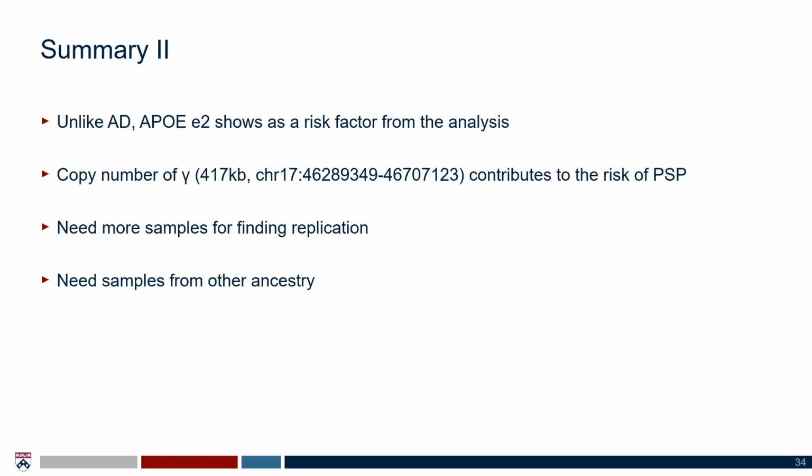Interestingly, I showed you that the E2 factor for Alzheimer's and PSP have opposite directions. And the copy number of gamma contributes to the risk of PSP independently from H1 and H2. Of course, we need more samples to validate our finding, and we need more samples from other populations. We are working on that.